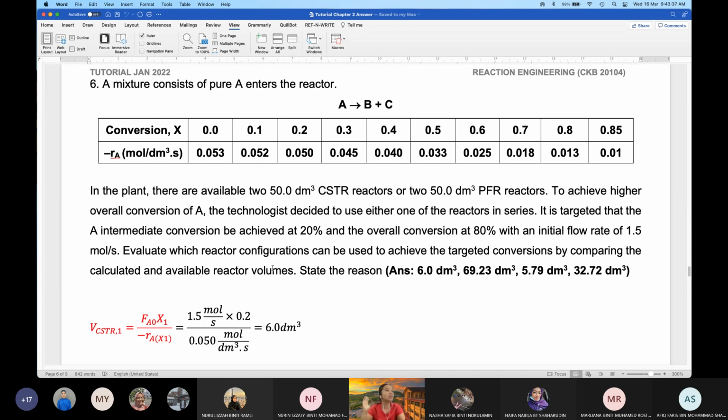So how do we do this? So actually this question is an example of problem solving. You know all this, you find the volume, say in your plant you have the budget or you are given the freedom to purchase a new reactor. Okay, you find the volume, you purchase a reactor volume that meets what you want.